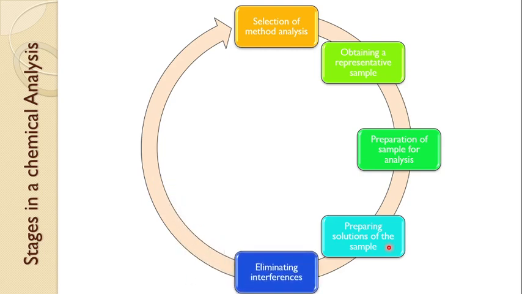Then eliminating interference. Any chemical species other than the analyte present in the sample which affects the measurement of the analyte and causes error in the analysis is called interference. That means eliminating interference involves analyzing the compound of interest, while other compounds that are present have to be eliminated or removed in this step.